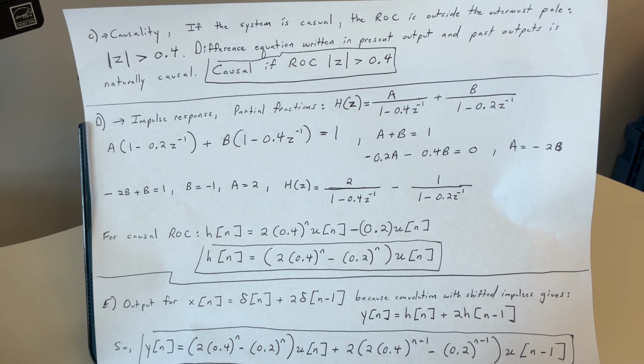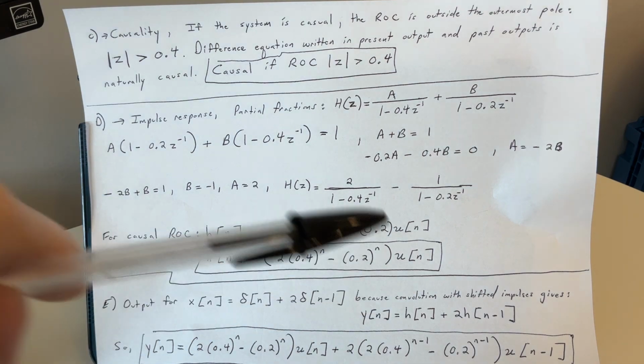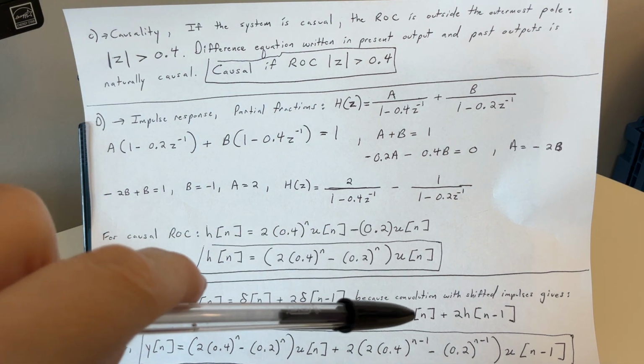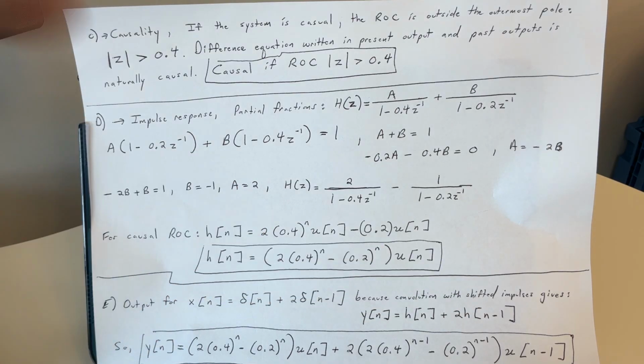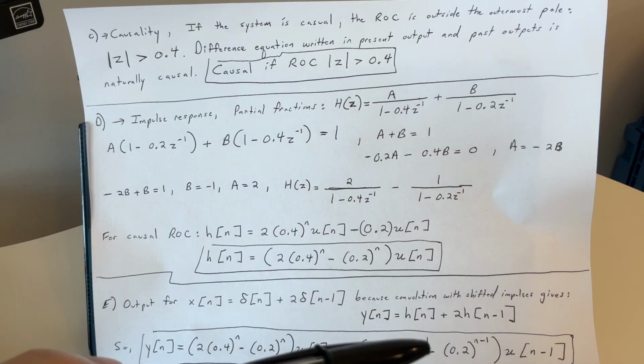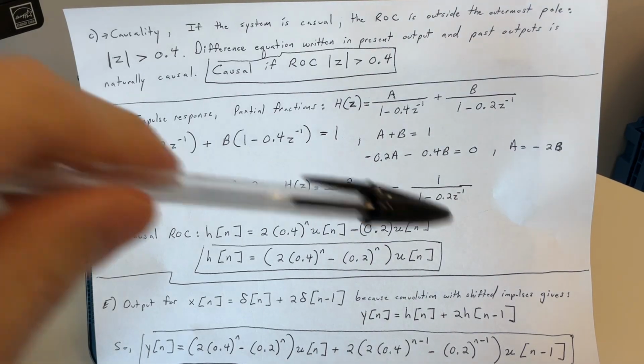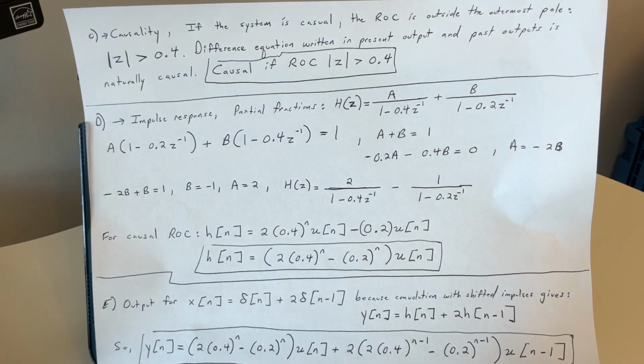And for letter E, compute the output sequence. So here's the output for it. That x of n equals delta of n plus 2 delta of n minus 1. Because the convolution with shifted impulses gives y of n equals h of n plus 2 h of n minus 1. So y of n here equals the quantity 2 times 0.4 to the n minus 0.2 to the n, times u of n, plus 2 times the quantity 2 times 0.4 to the n minus 1 minus 0.2 to the n minus 1, times u of n minus 1.